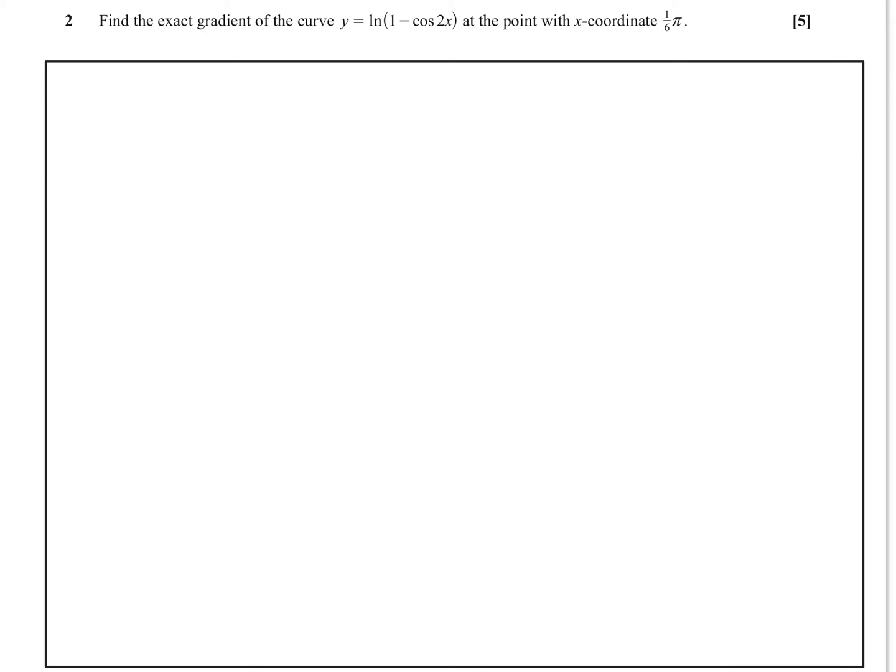Let's go on to question 2. Find the exact gradient of the curve y equals ln of 1 minus cos 2x at the point with x coordinate pi by 6. So let's go for the chain rule not in your head, and then we can think about the chain rule in your head to begin with. So if you wanted to simplify this, u would be 1 minus cos 2x. So we've got y equals ln u.